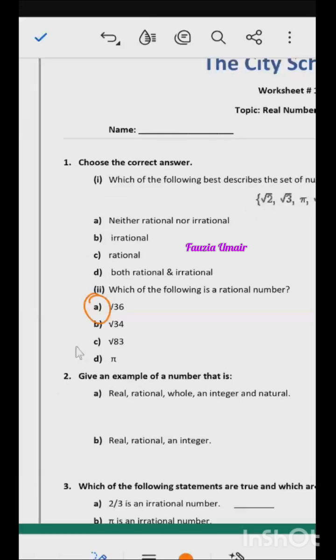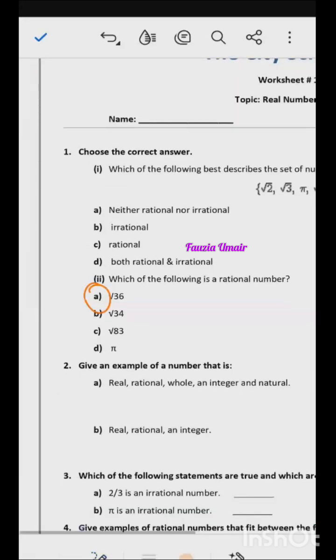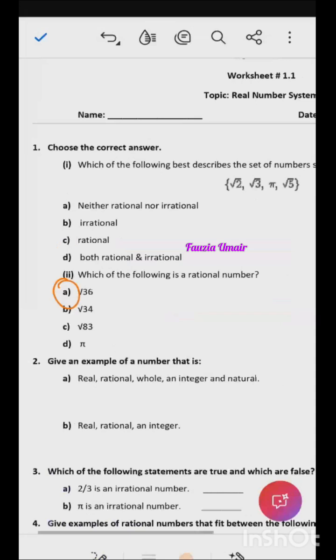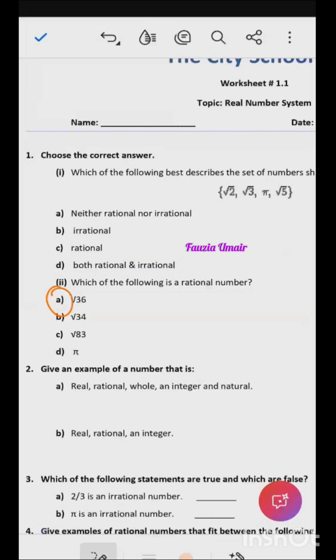So now this question is very interesting. Question number 2. Give an example of a number that is real, rational, whole number, integer, and natural. So tell me a number. 1. Very good. 1 is a number. 0 is an integer, but 0 is not a natural number. Plus 13.